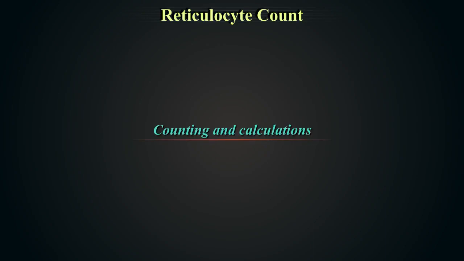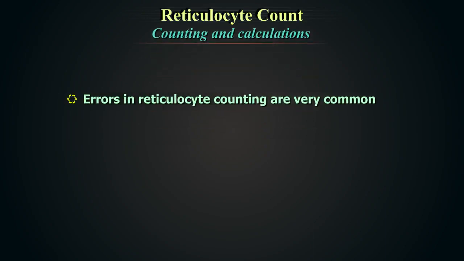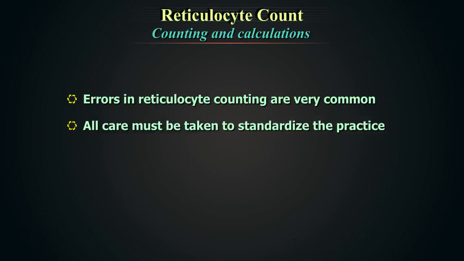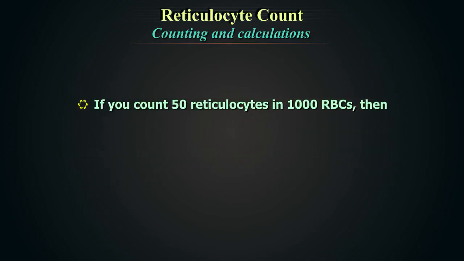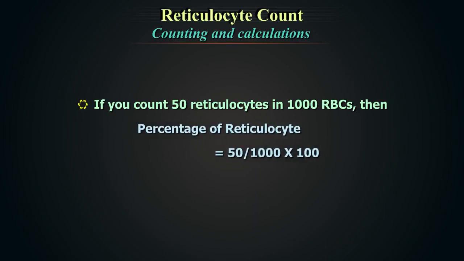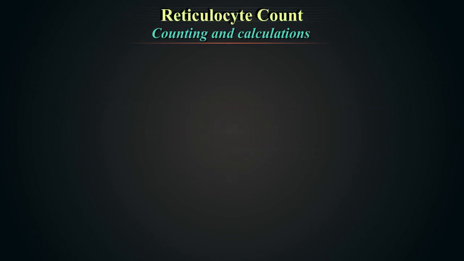Counting and calculations. Errors in reticulocyte counting are very common. All care must be taken to standardize the practice. NABL 112 recommends counting at least 1000 red cells and estimating the percentage of reticulocytes by calculation. So if you count 50 reticulocytes in 1000 red blood cells, the percentage will be 50 upon 1000 into 100, that is 5%. This is to give a general idea.